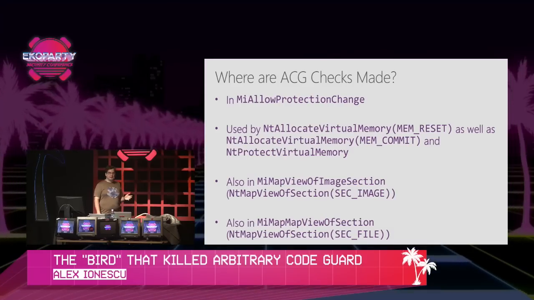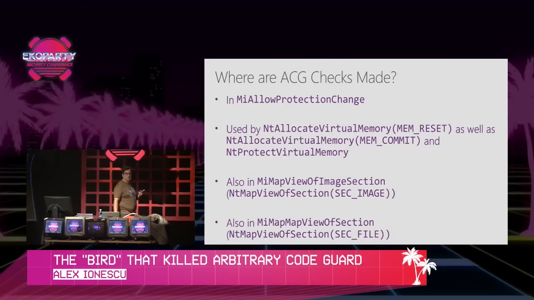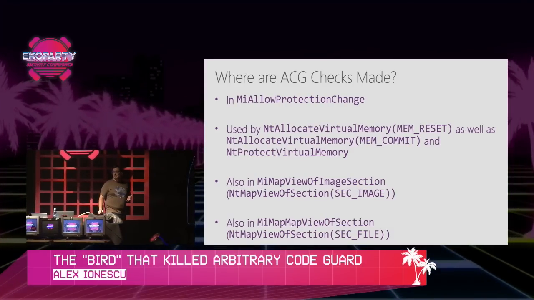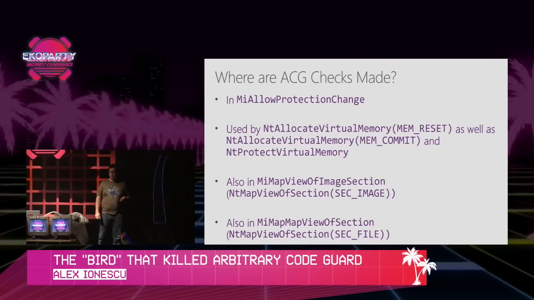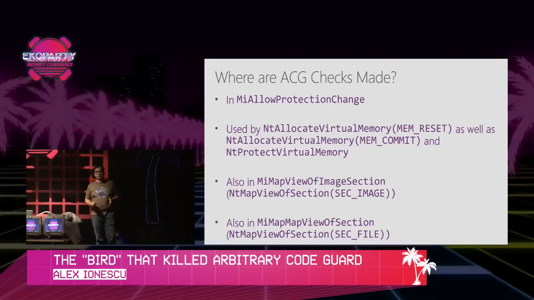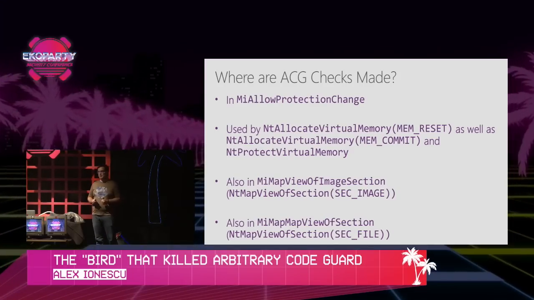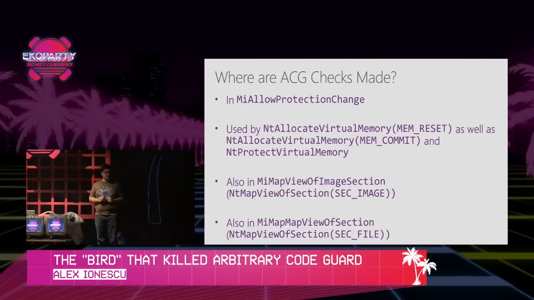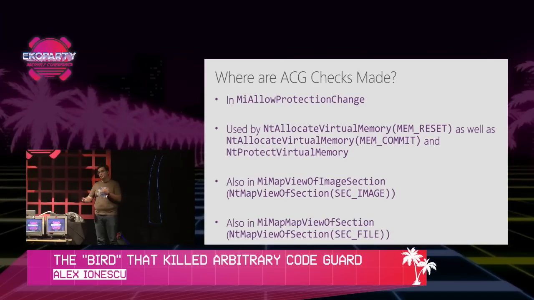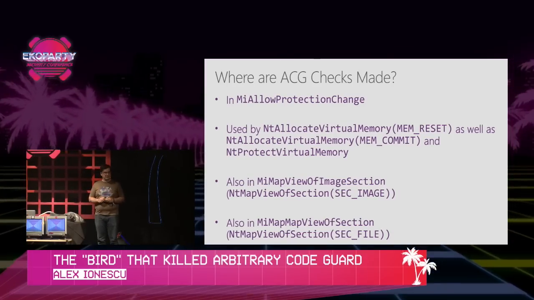Now, where are these checks made? Where do we actually check if you're allowed to generate arbitrary code under Arbitrary Code Guard? Well, we do them in NtAllocateVirtualMemory. So if you're trying to allocate virtual memory with page execute permissions, we're going to check for that. We do it in NtProtectVirtualMemory. So if you're trying to change the protection of memory, we can detect that.